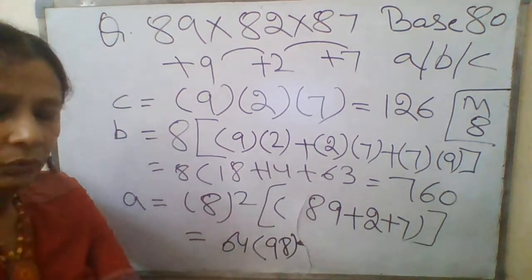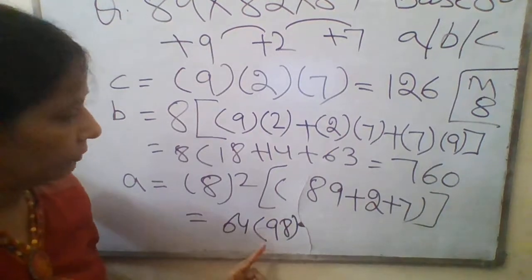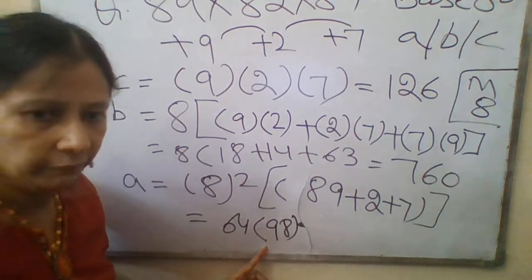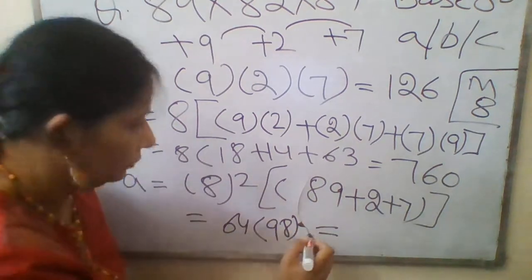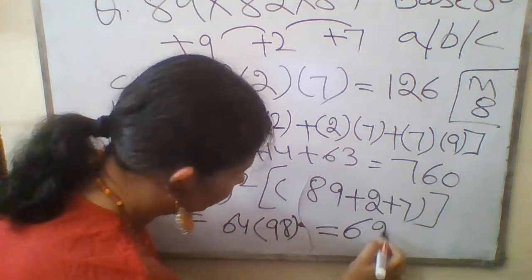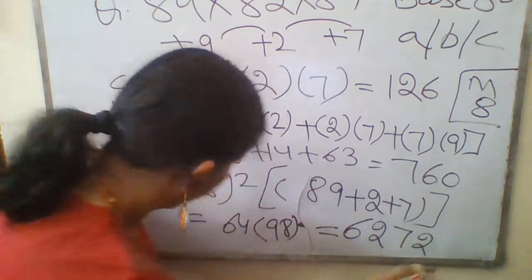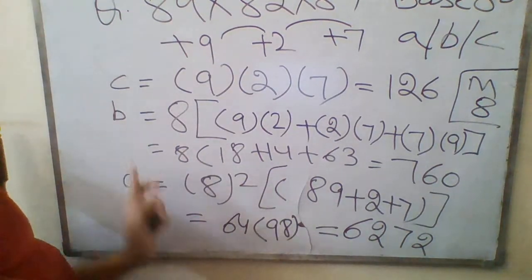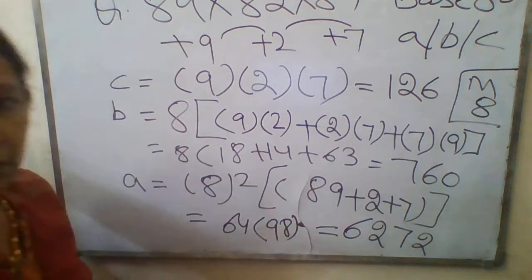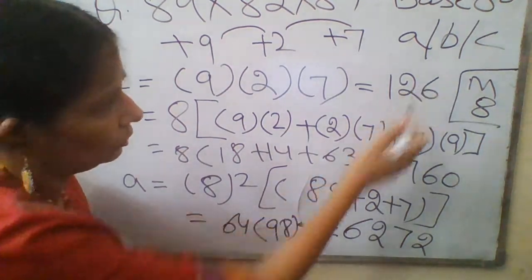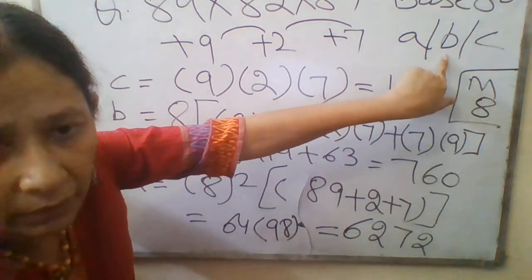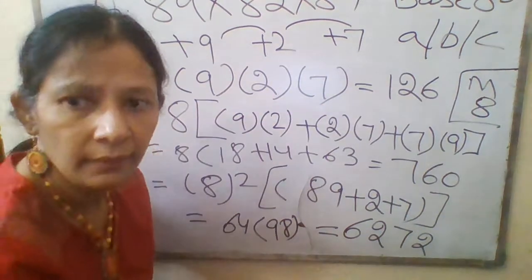Okay, now you have 64 multiplied by 98, and when you solve it, you will get 6272. Now see A, B and C. Now you have got the values of A, B and C, so all these values you will put here.